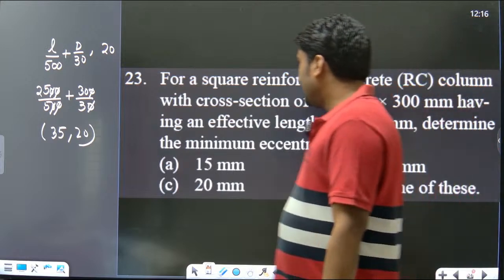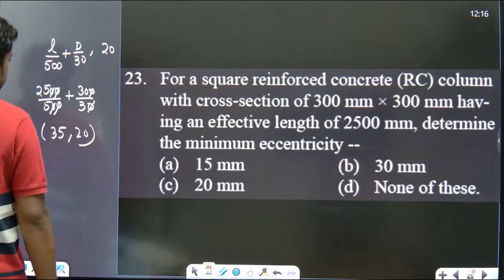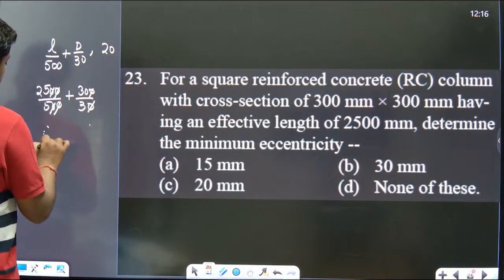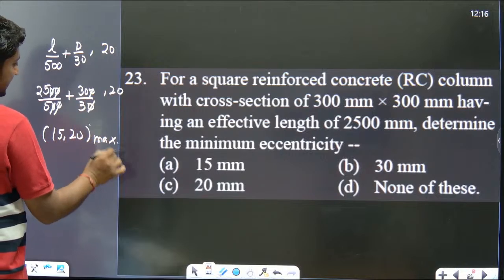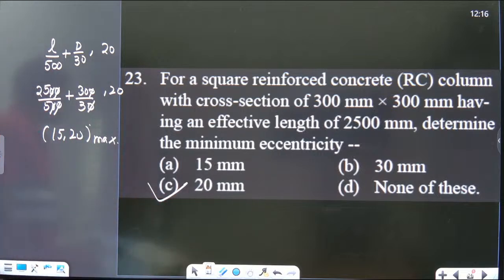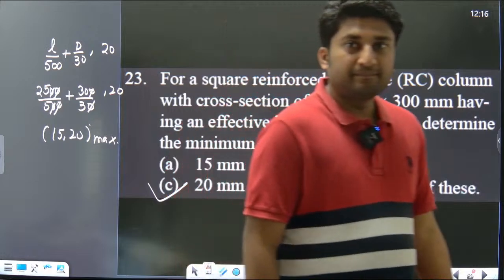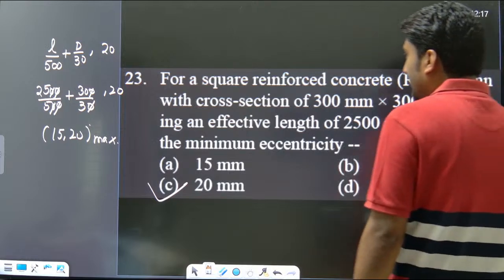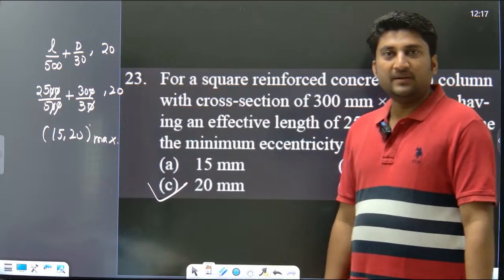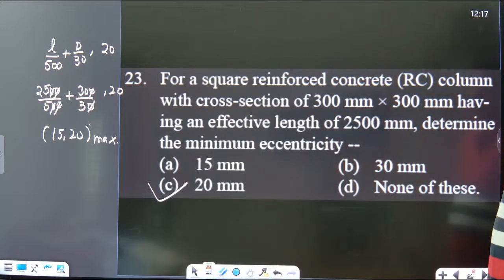So the greater value is taken. Just a moment. This is 5, this is 10, I'm so sorry. 15, 20. The greater value is taken. Maximum value is taken. Hence the correct option will be 20 mm. Option C is the correct answer. Yes, for flat slab? Yes, very good, Vignesh. For normal slab it is 20 mm. Understood? So we get the minimum eccentricity as 20 mm. The maximum value is to be taken. Moving ahead.